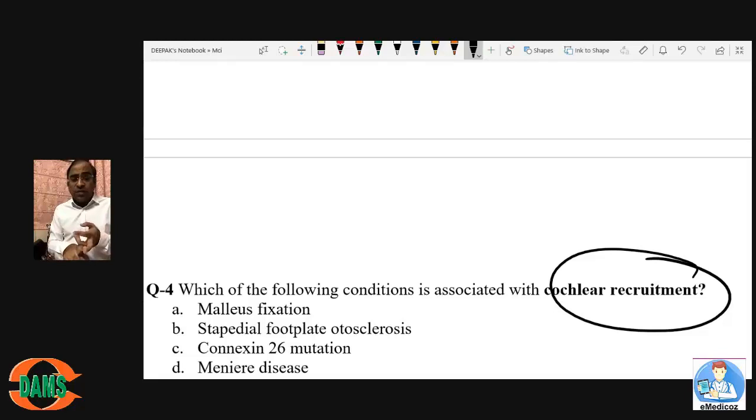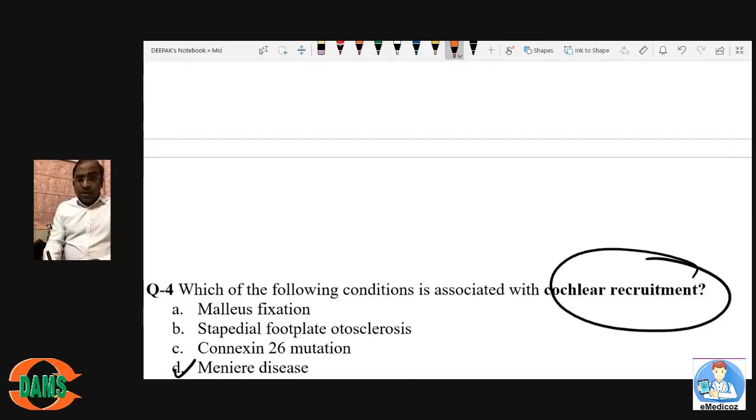Second is Meniere's disease. Always remember, Connexin 26 is one of the congenital abnormalities, option C. Meniere's is a typical example of sensory deafness, Meniere's or presbycusis. So in any kind of sensory deafness, always remember this point: cochlear recruitment will be seen. Connexin 26 mutation is one of the most common congenital causes of congenital hearing loss. So just answer Meniere's. Am I understandable? What are the other worth remembering points for Meniere's?